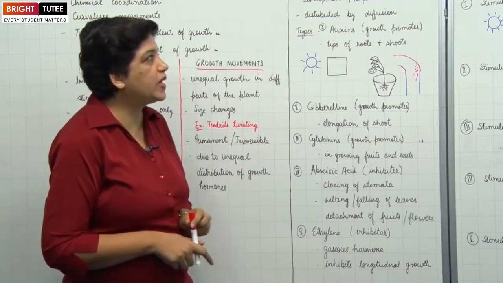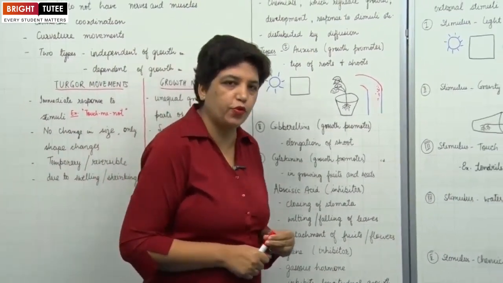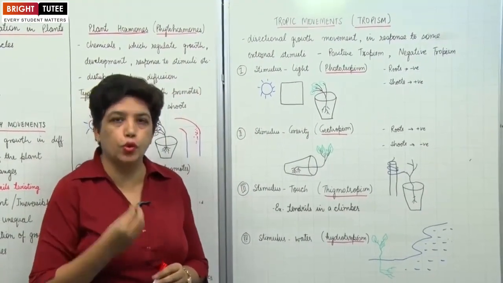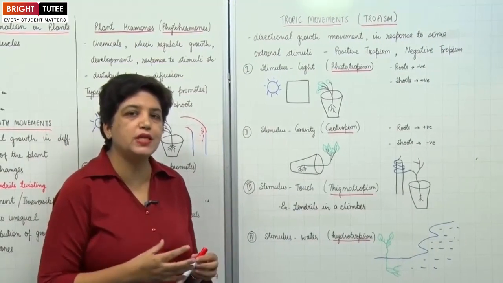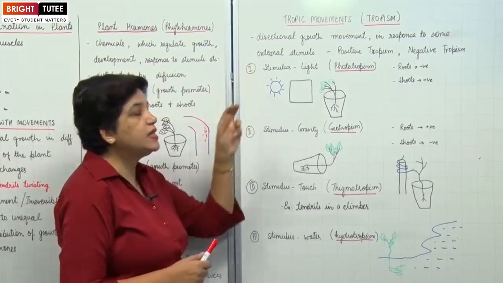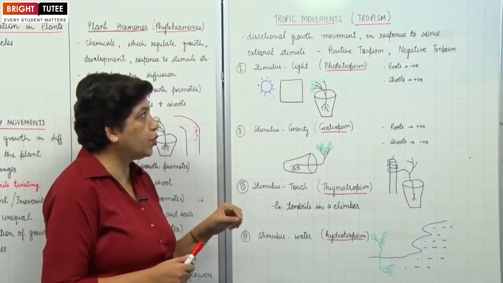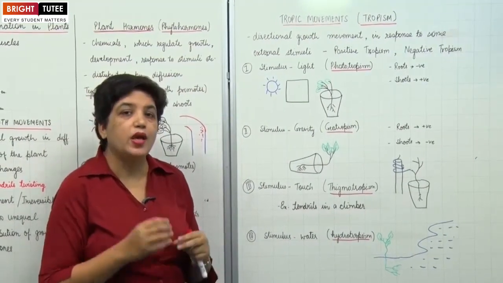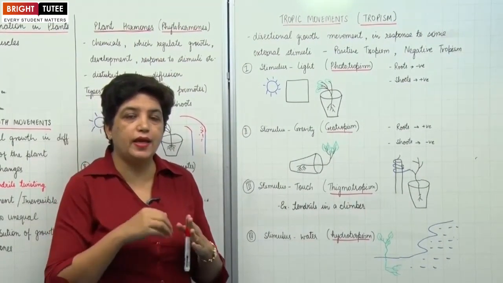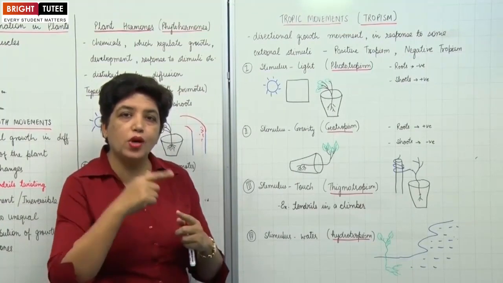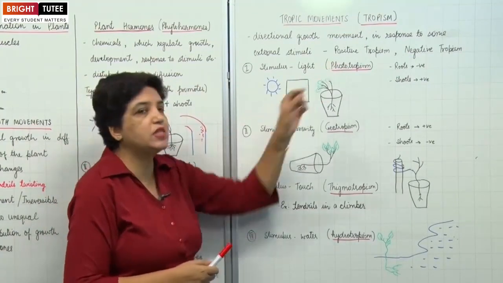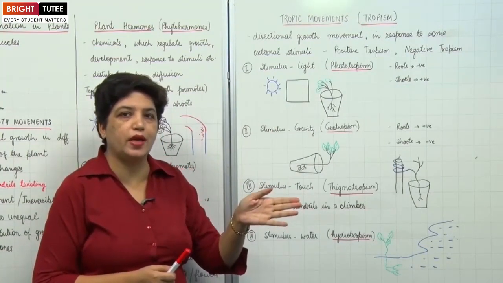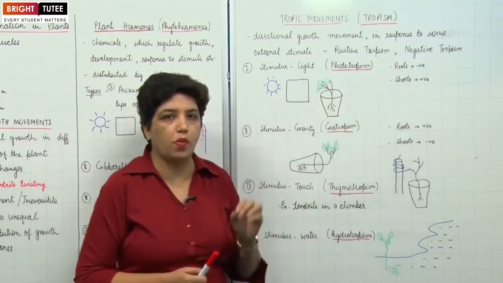Next topic is the tropism or the tropic movement. Now, the tropic movement is a kind of growth movement, alright. This phenomenon is known as tropism. It is unilateral directional growth movement in response to some external stimuli. Now, if there is some external stimuli and the plant part starts growing towards that stimuli, this is known as positive tropism. While if the plant part starts growing away from the stimuli, that is known as negative tropism.